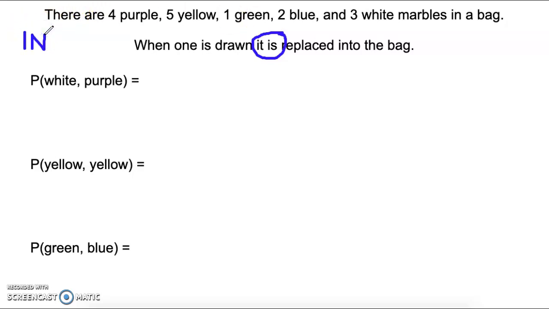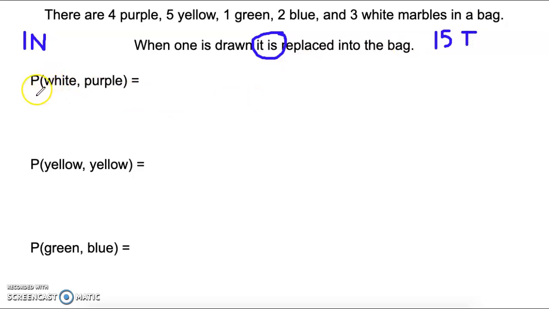So we are just going to find the probability of event A and then find the probability of event B and multiply them together. And that's all we have to do for independent events. So the first thing is I need to know how many total marbles are in this bag. So 4 plus 5, 9, 10, 12, 15 would be our total number of marbles. And that's going to be important.